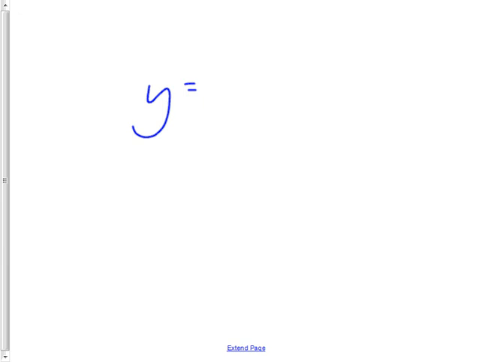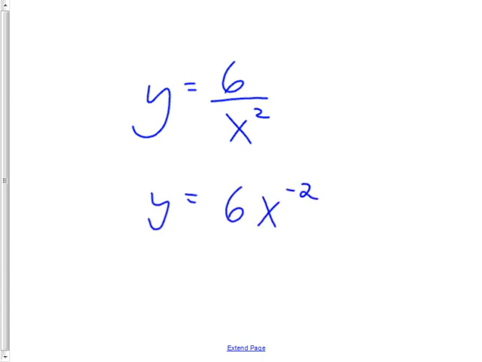Let's say I had 6 over x squared. Well, first thing you have to do is rewrite this puppy all on one line. So you'd want to write y equals 6x to the negative second. Why did I do that? Because now it becomes more clear what the power in the power function really was. The power was not a 2. Power is what? Negative 2.